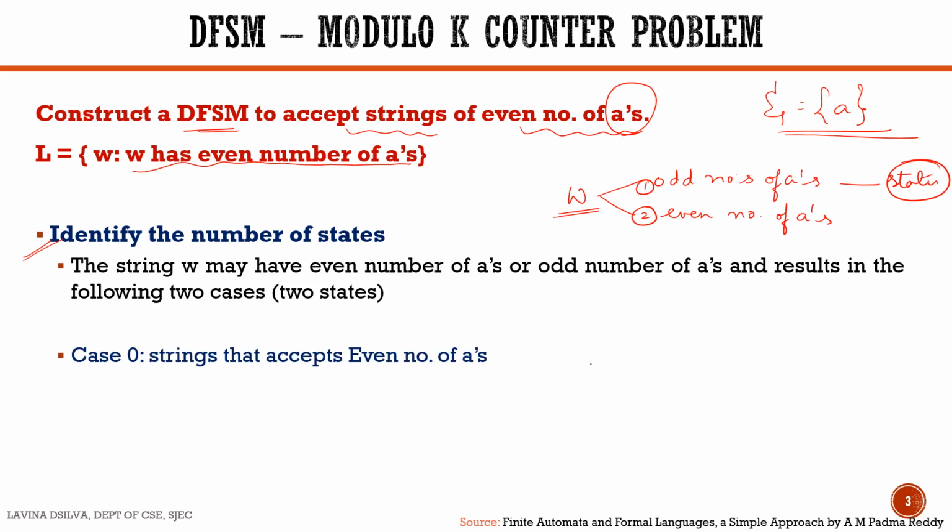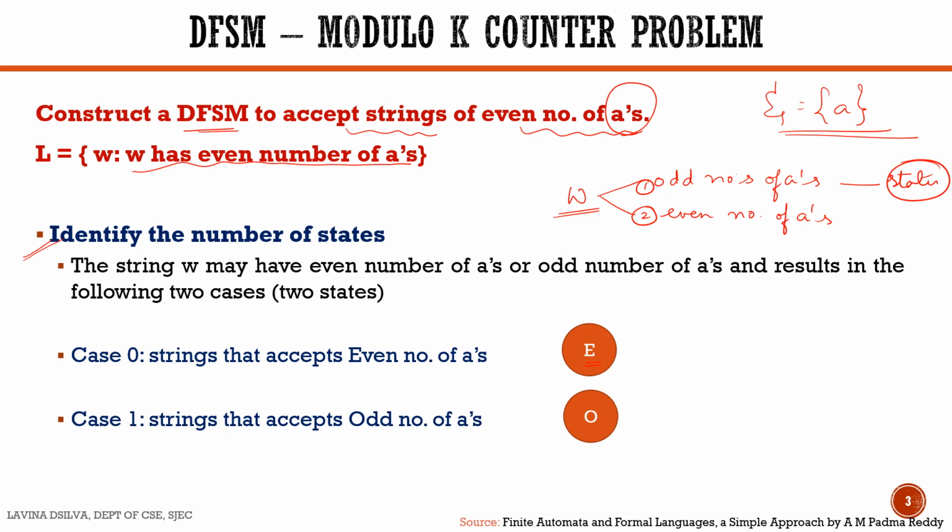So the first case, case 0, is to accept strings which have an even number of A's, and we write it like this. We know that a state is represented by a labeled circle. So E represents an even number of A's. And case 1 is to accept an odd number of A's. So there is another state which we label as O, and this is a state which accepts an odd number of A's. So we have two cases which are converted into two states, one which accepts an even number of A's and the other which accepts an odd number of A's.